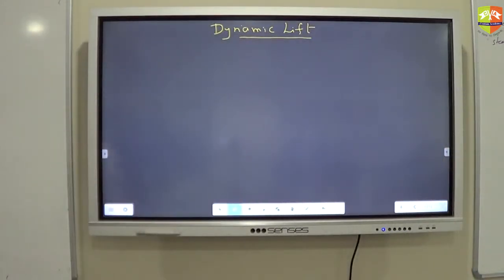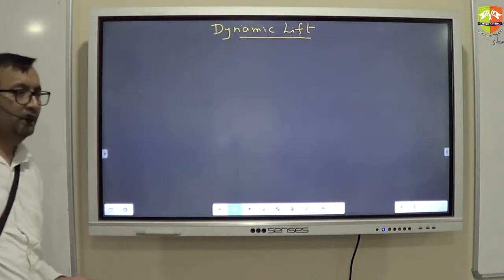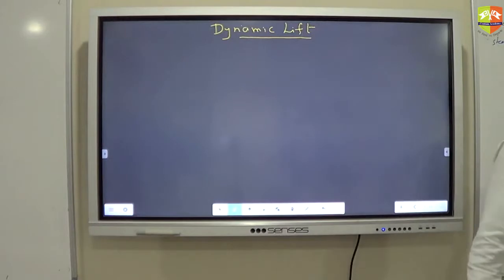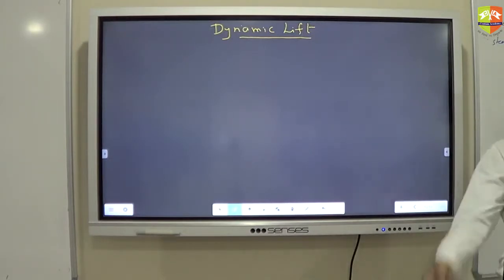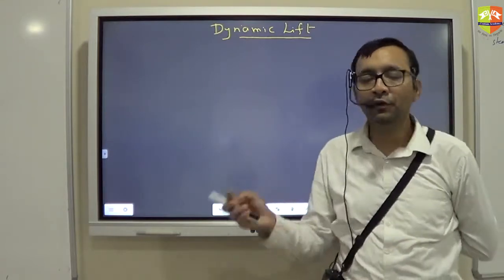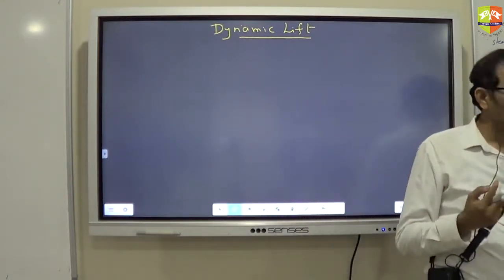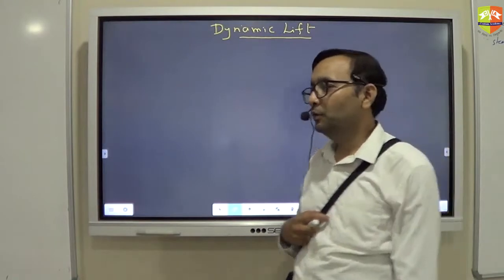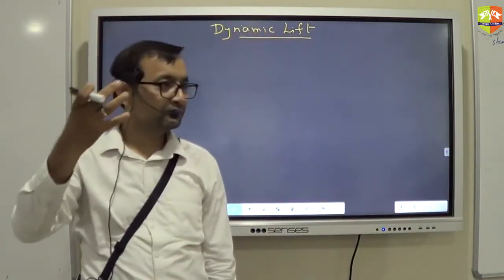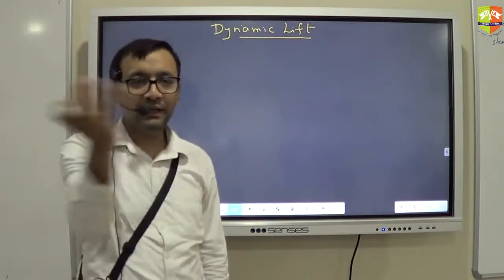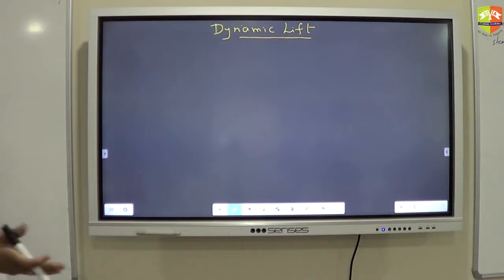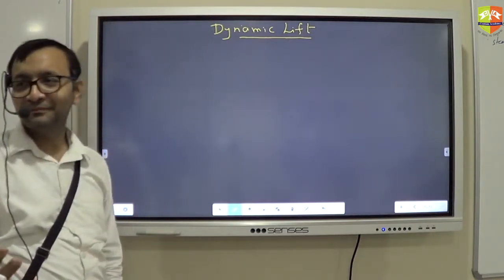Dynamic lift. What is dynamic lift? It is sort of a mysterious force that gets created because the fluid is moving. For example, have you seen a ball swinging in the air? It swings like that. In football, it is very common. Bend it like Beckham, right?